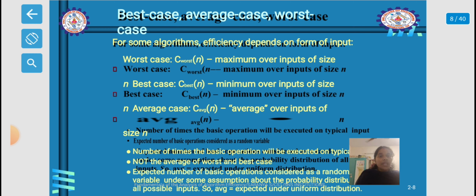The number of times the basic operation will be executed is typically not the average of the worst case and best case. Instead, the number of basic operations is considered a random variable under some assumption about the probability distribution of all possible inputs, so the average equals the expected value under a uniform distribution.